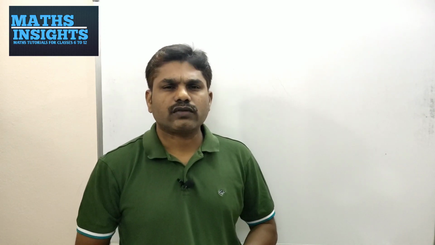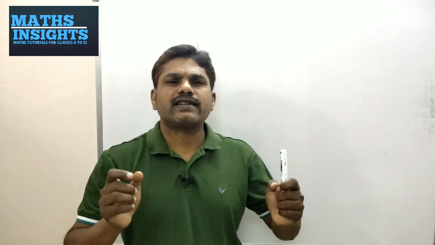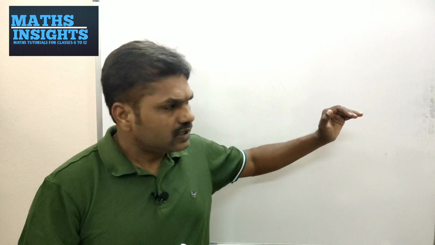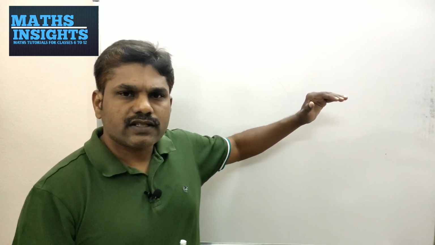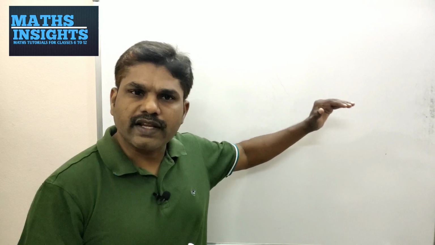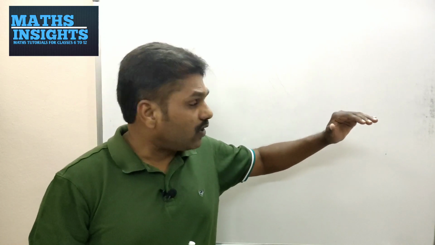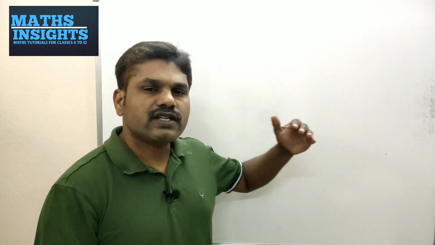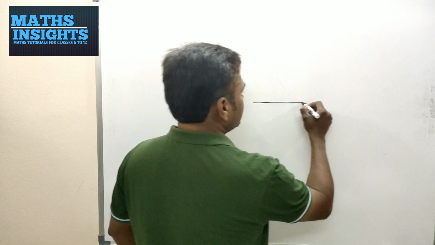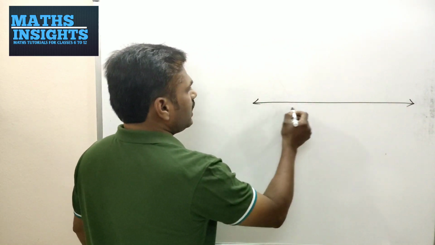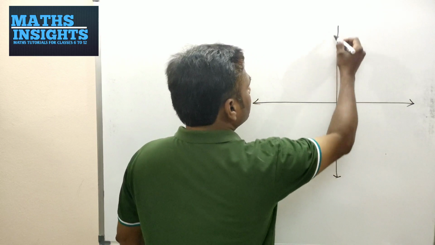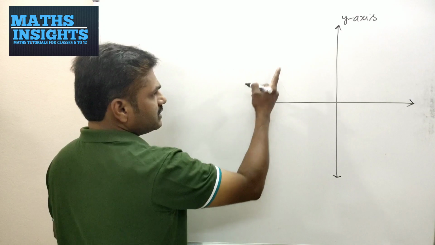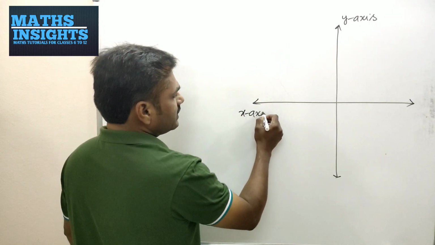All of you know a plane is a flat surface. Now this whiteboard is also a surface. Now I am dividing this board, that means a plane, into 4 equal parts by using 2 lines. First one is the horizontal line which is called the x-axis, and next one is the vertical line which is called the y-axis. This is the x-axis and this is the y-axis.